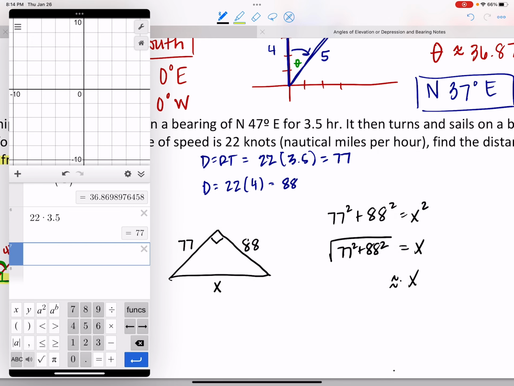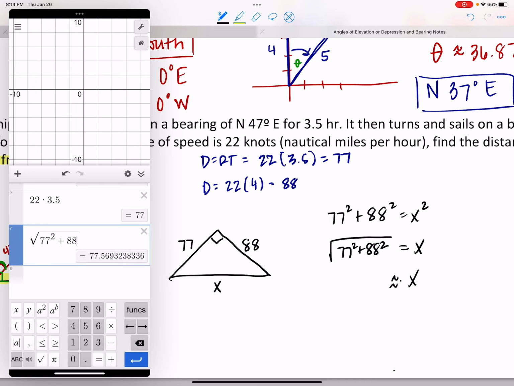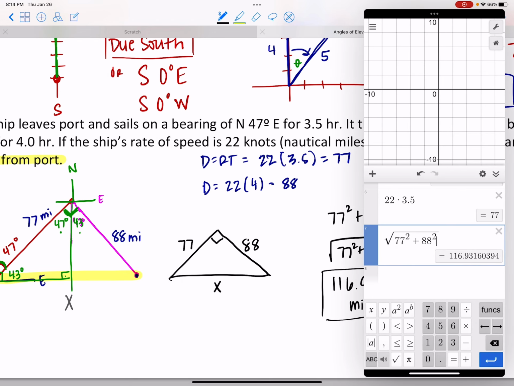Okay, so let's go square root of 77 squared plus 88 squared. And so we get approximately 116.93, and these would be miles. So even though it traveled 77 miles and then another 88 miles, which is 165 miles total in travel, it's only 116.9 miles from where it started because of the bearing as it traveled.